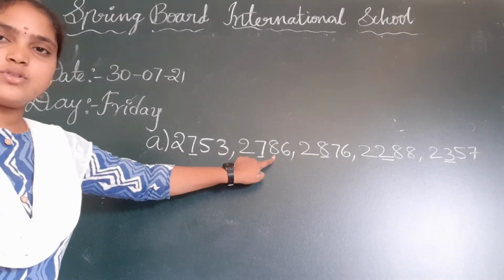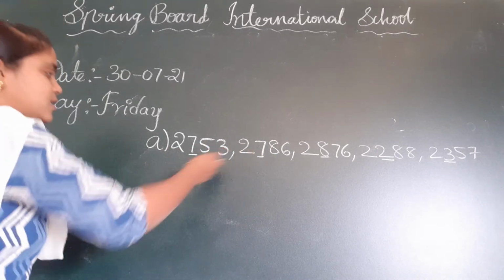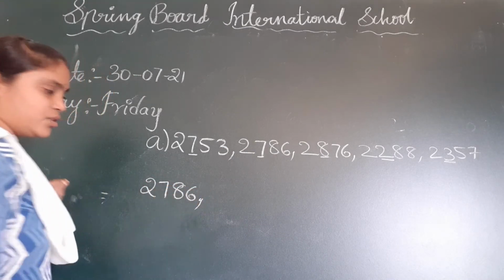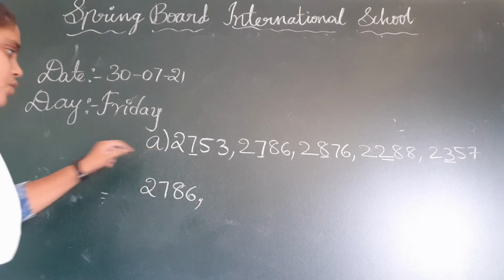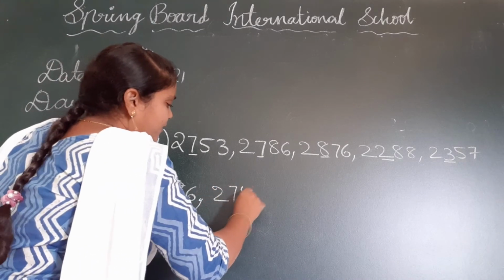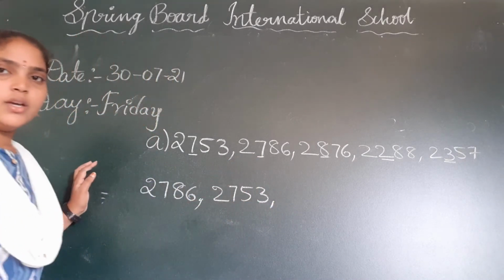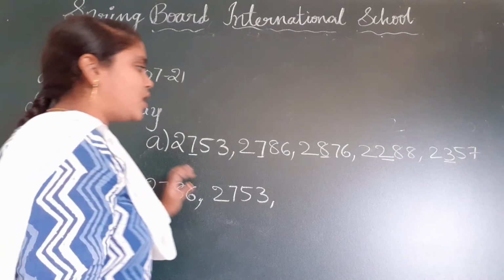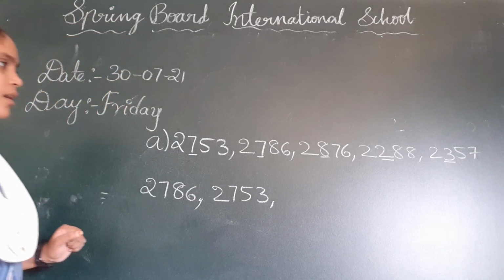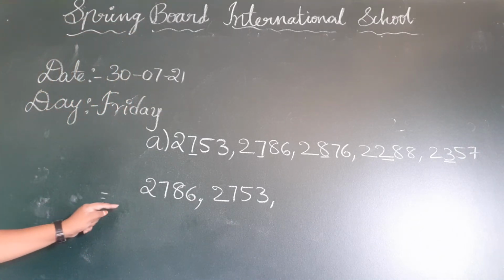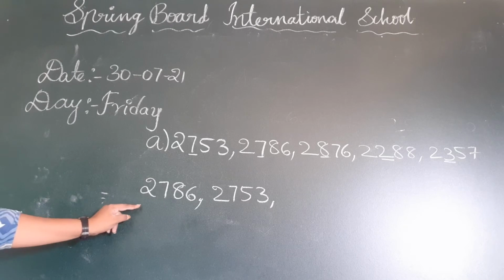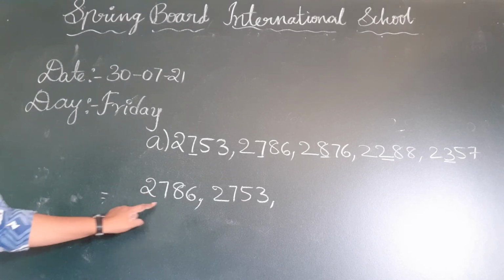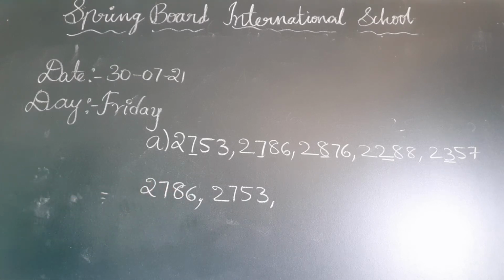So check the tens, children. 8. So this is the biggest number, 2786, and then 2753. Okay, how to write the biggest number, children? Next, what are the numbers remaining here? Yes, you have to check it, children. Here I wrote 2786. Is this correct? Is this the only bigger number, children?